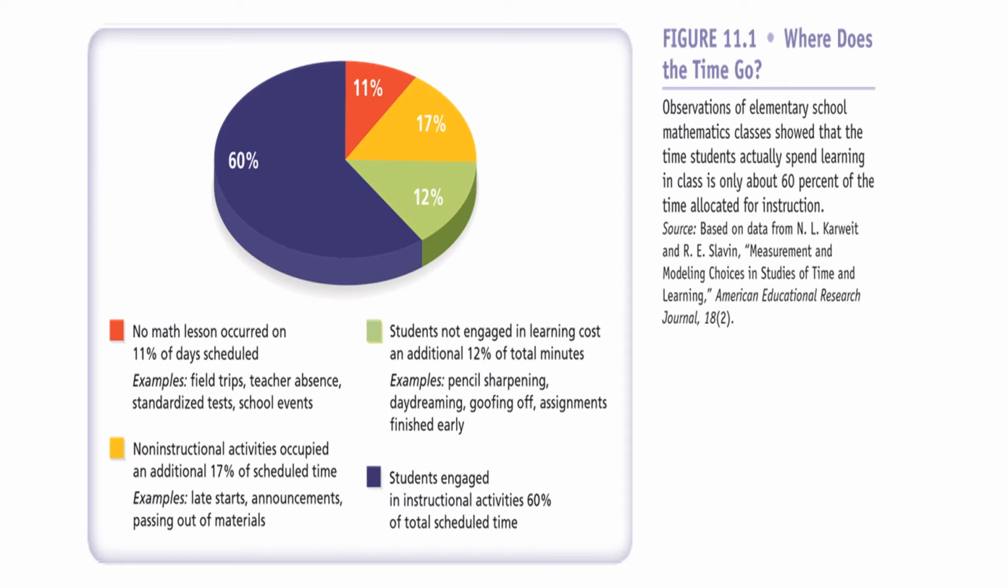Let's look at a typical school day. This figure comes from your textbook, and it's a pie chart. You can see the dark purple area, 60%. That means that students were engaged in instructional activities only 60% of the scheduled time. By the way, this was in an elementary school math class. What happened to the other 40% of instructional time?